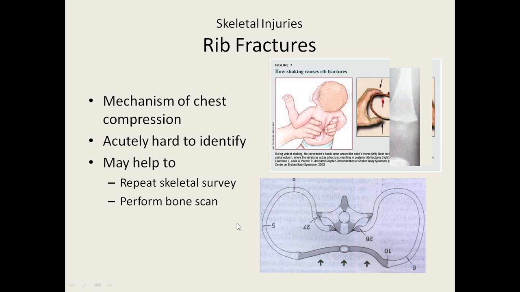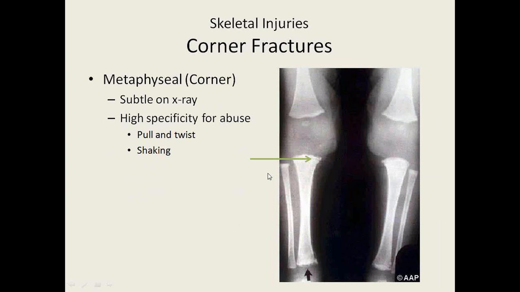Okay. The last type of injury I really wanted to point out is called metaphyseal or corner fractures. I think there are several on this set of x-rays in front of you, but I pointed out probably the most obvious one. It's really very subtle on x-ray. They're difficult to date, but they're very highly specific for abuse. We don't see them in accidental injury.